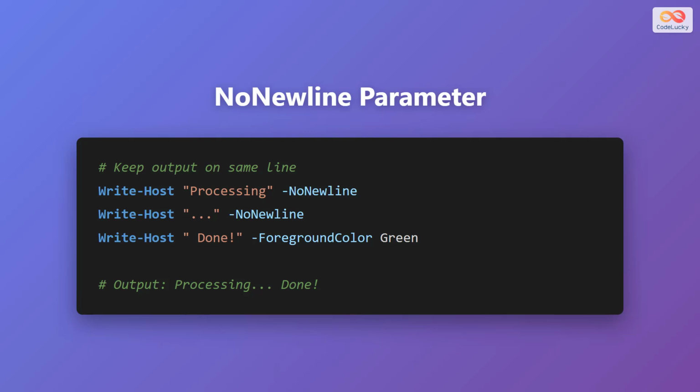By default, Write-Host adds a line break after each output, moving the cursor to the next line. However, you can use the NoNewline parameter to keep output on the same line. This is useful for building messages progressively. For example, you could write Write-Host "Processing " -NoNewline, followed by Write-Host "... " -NoNewline, and then Write-Host "Done!" -ForegroundColor Green. This produces the output Processing ... Done! all on one line.